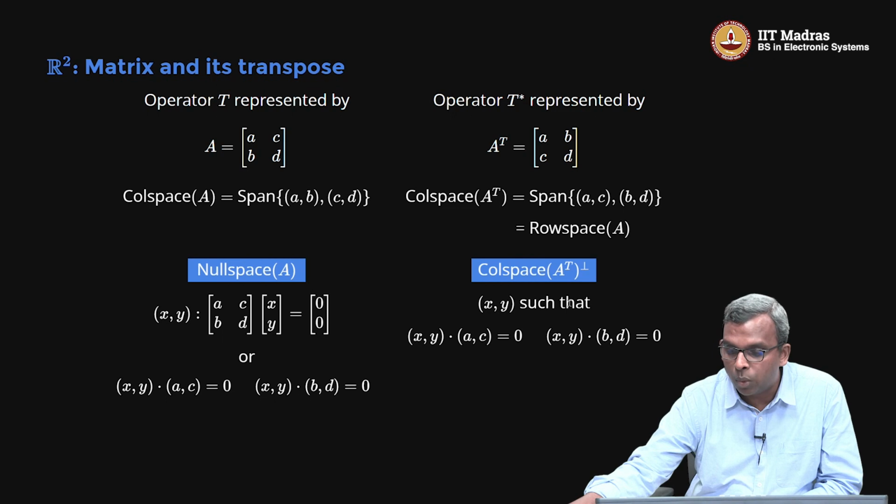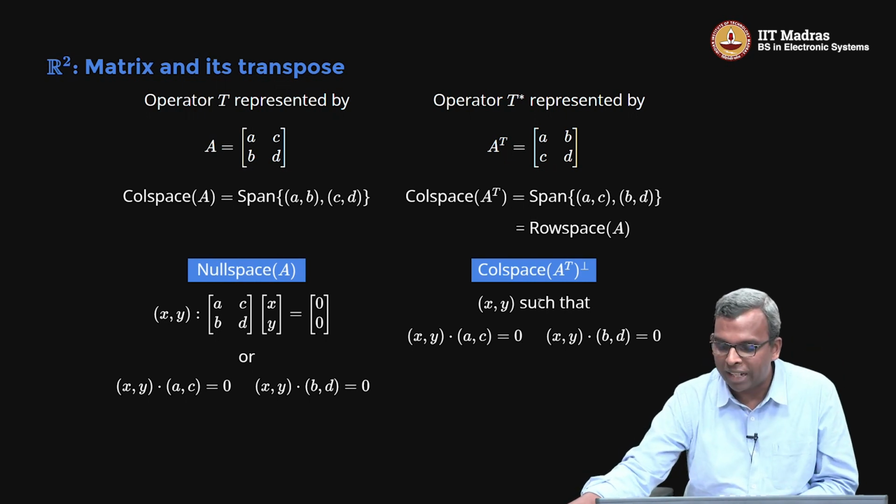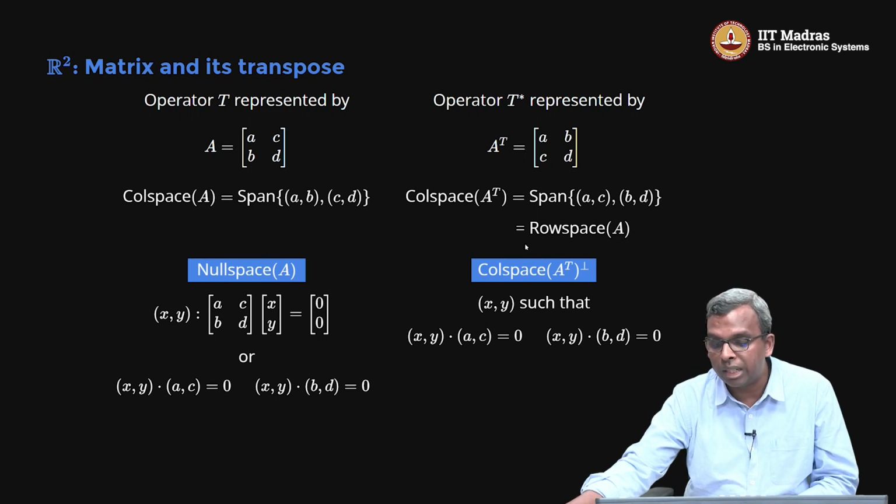It is the set of all xy such that this xy has to be orthogonal to everything in A transpose, which means xy has to be orthogonal to a spanning set. Is that clear? I'm making a lot of statements here. Think about it. I want xy to be orthogonal to everything in the column space of A transpose. Instead of saying everything, it's enough if I make xy orthogonal to the basis set, or the spanning set. So let's say xy is orthogonal to AC and xy is orthogonal to BD, that's enough. Then clearly xy will be orthogonal to everything in the column space of A transpose. Do you see that?